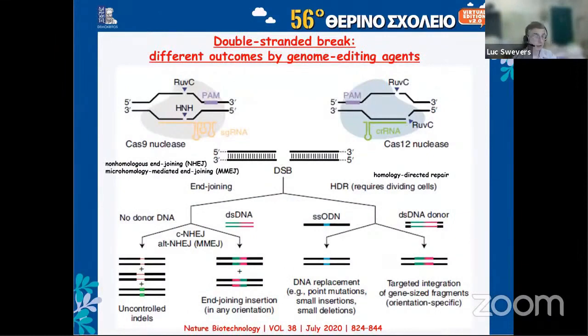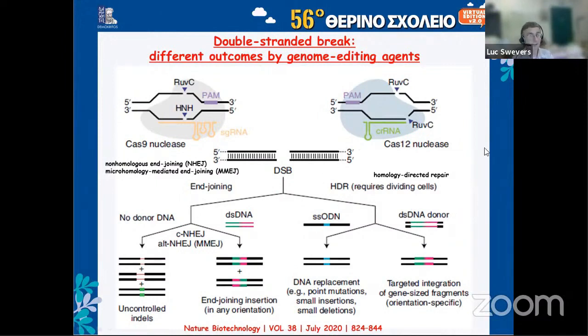Let's go a little bit more in detail into the different outcomes of the genome editing agents after they cause double-stranded DNA breaks. One outcome is non-homologous end joining, which causes small insertions and deletions. If there are little pieces of DNA floating in the cell nucleus, these can also be incorporated non-specifically. So this pathway is used for knockout applications of CRISPR.